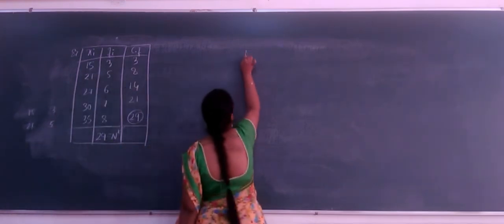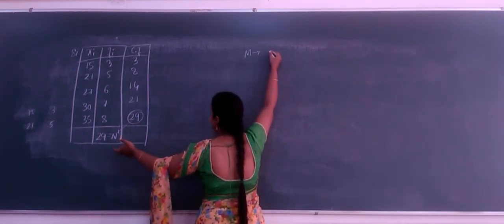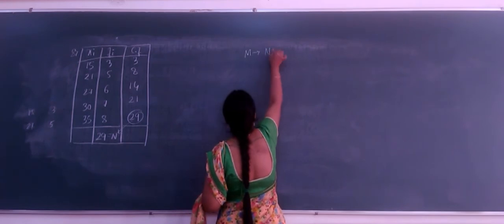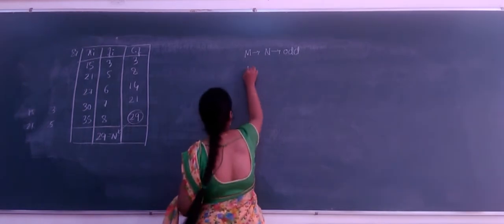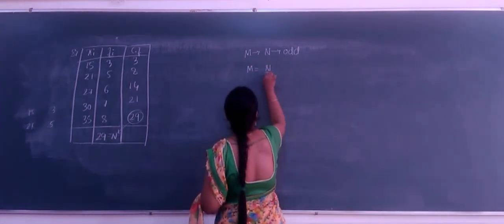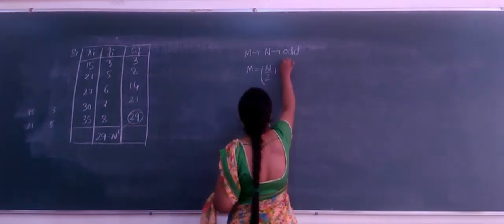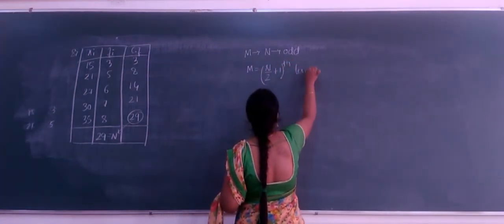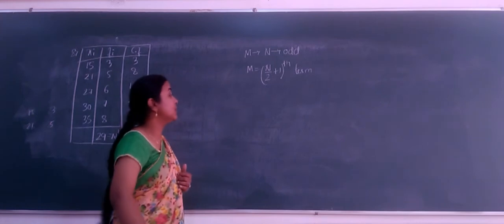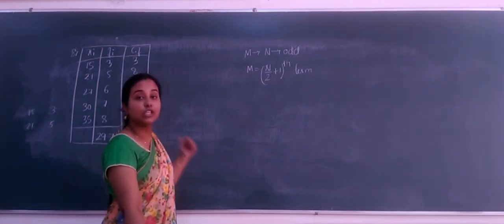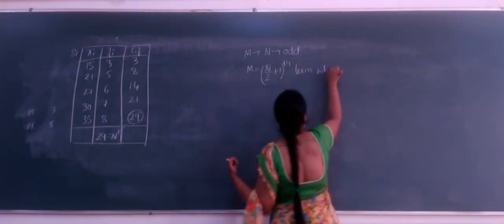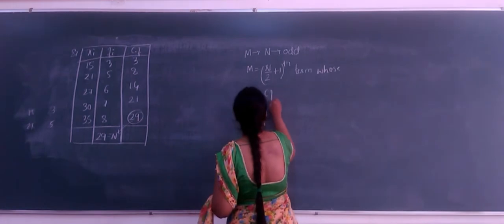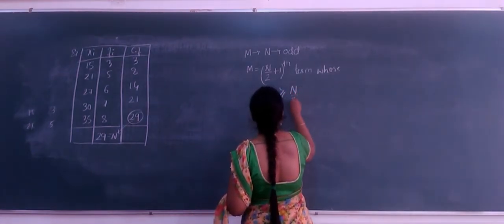What is our median? Median depends upon n, whether n is even or odd, and in our given case n is odd. If n is odd, what is the median? It is the n by 2 plus 1th term. That means always you will refer to the cumulative frequency only here. That is the n by 2 plus 1th term whose cumulative frequency should be greater than or equal to n by 2.